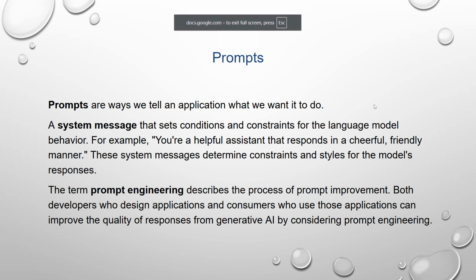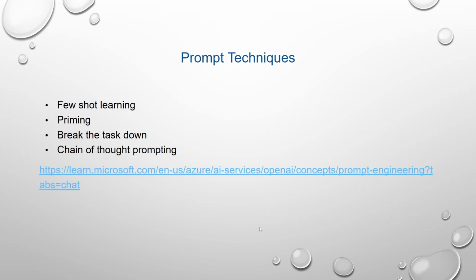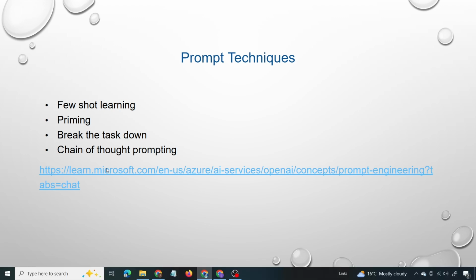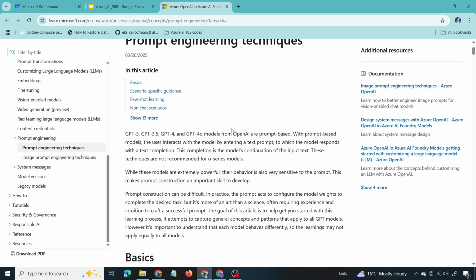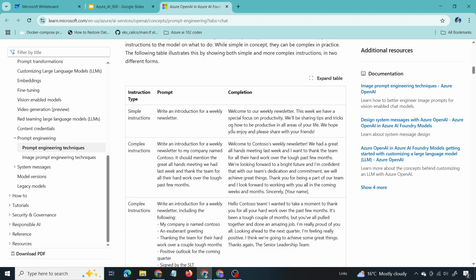So prompt engineering is the process of prompt improvement. So we can improve the quality of response from the Gen AI by considering prompt engineering. And here I have to mention few prompt engineering techniques. These techniques appear in the options of questions. So I just want to touch upon the prompt techniques. So some of them are few shot learning, priming, break the task down, chain of thought output. Now let us go into the Microsoft documentation and see what each of these are. So these are prompt engineering techniques. There are a lot of them. We'll go through some important ones.